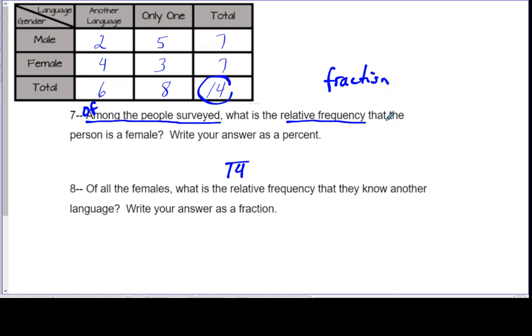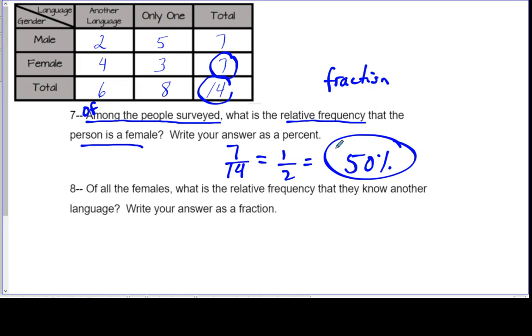Now, what is the relative frequency that the person is a female? So of these people surveyed, how many of them were a female? We look right here, a total of 7 were female. It didn't talk about speaking only one language or speaking another language. It just said of the people surveyed, how many were female. So 7 over 14 would be your fraction. That's 1/2. You probably know that 1/2 is 50%. Told you to write it as a percent.